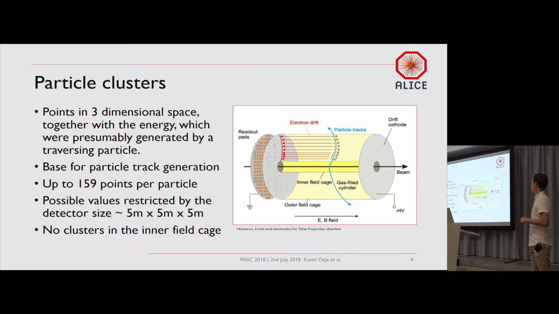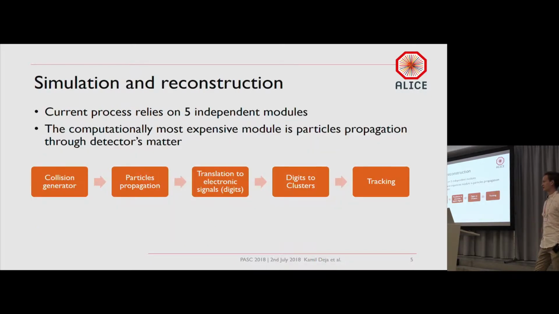And those points are, of course, in three-dimensional space inside of the detector. So those are restricted by the size of the detector, which is more or less 5 meters in each dimension. And also there cannot be any clusters inside of this inner field cage because there is actually another detector. So what we want is to simulate those points using generative models.